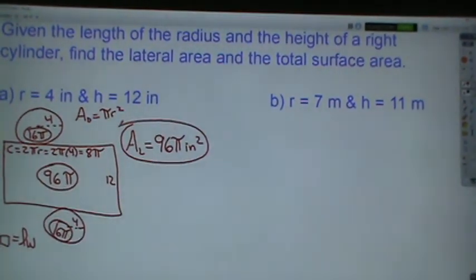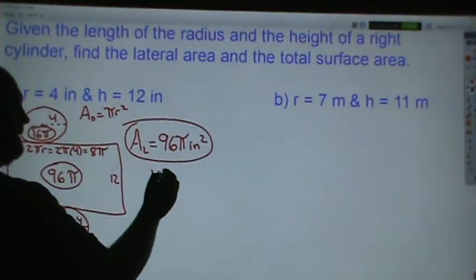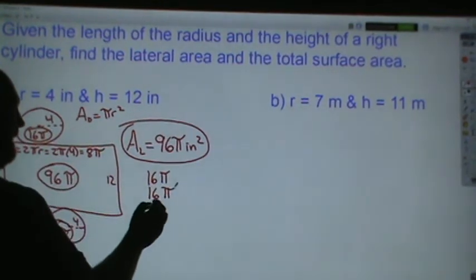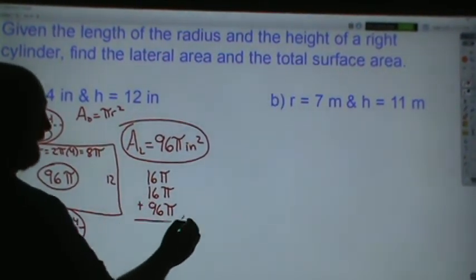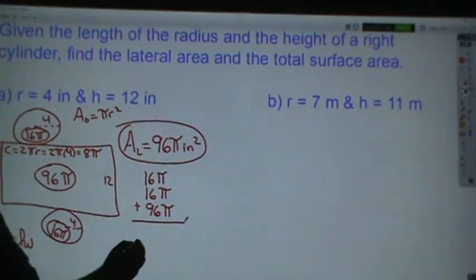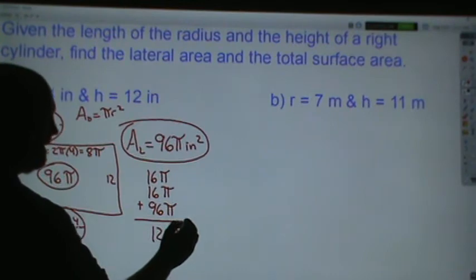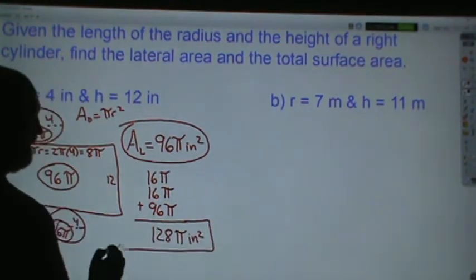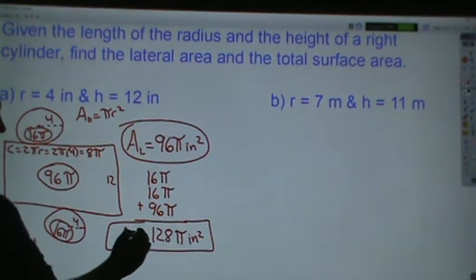The other thing that you were asked to find was the total surface area. To get the total surface area, I have to add all the areas together. So I have 16 pi, 16 pi, and 96 pi. When I add those together, I'm going to have 128 pi inches squared, because it's an area. And since it's a surface area, I could label it A sub s.